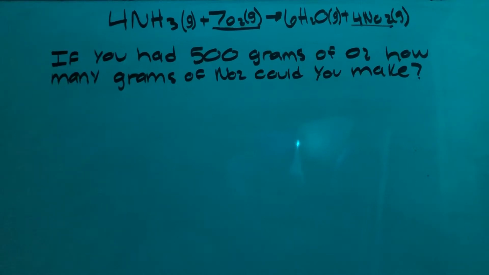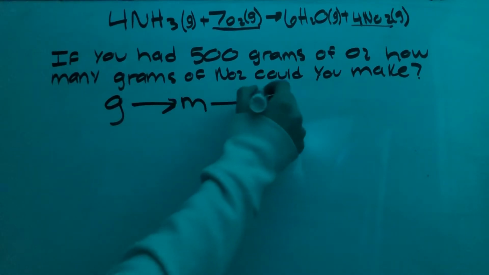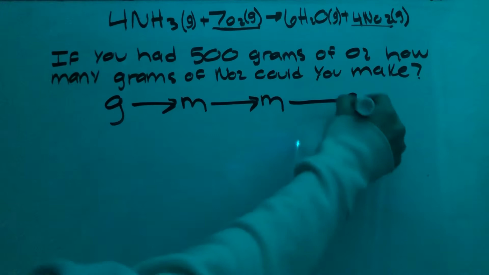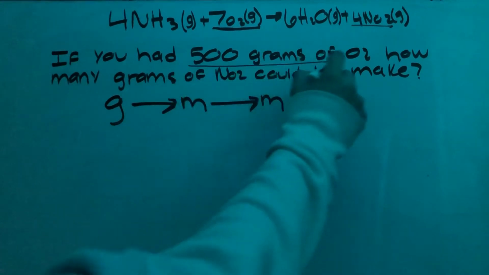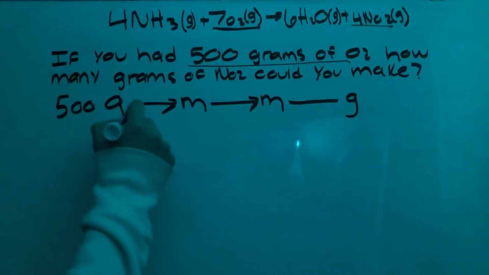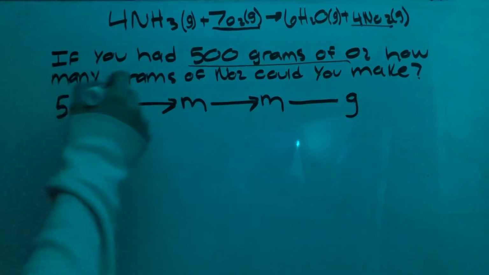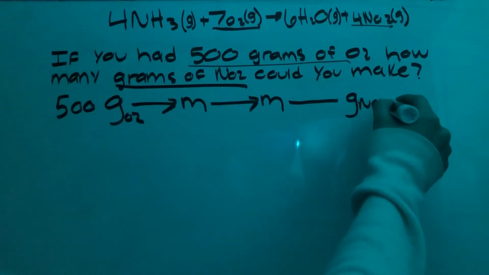So the problem that I'm choosing to solve is, if you had 500 grams of O2, how many grams of NO2 could you make? So I know that we're going to be going from grams to moles to moles to grams. And I also know that we are starting with 500 grams of O2. So I could fill that in at the beginning over here, and that we need to find grams of NO2. So we can fill that in at the end.